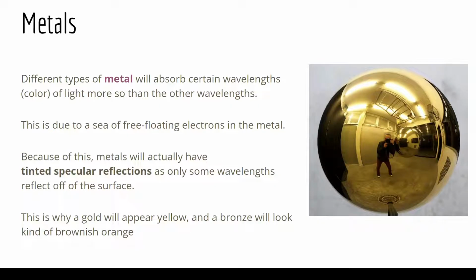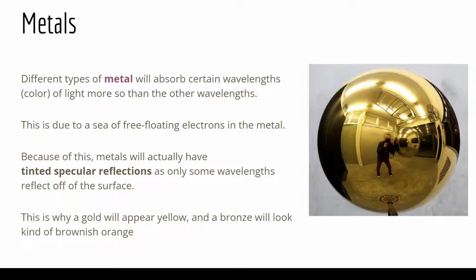The different metals will absorb different wavelengths or color of light more so than others, which means that it's actually changing the color of the reflections, the reflected light. So because of this, metals will have some tinted specular reflections as only some wavelengths of light are reflected off the surface. This gives each of our metals their characteristic color or look.